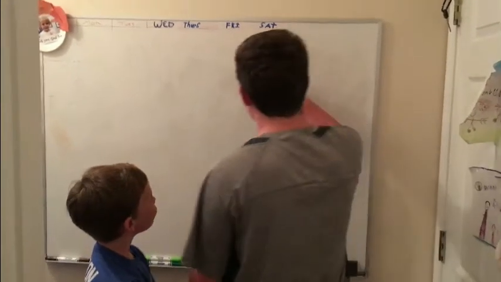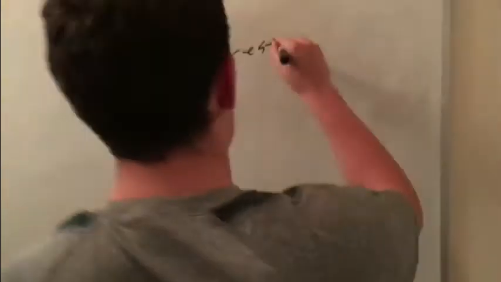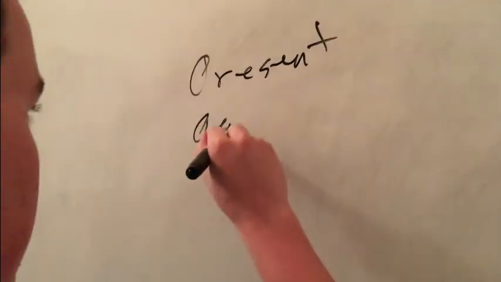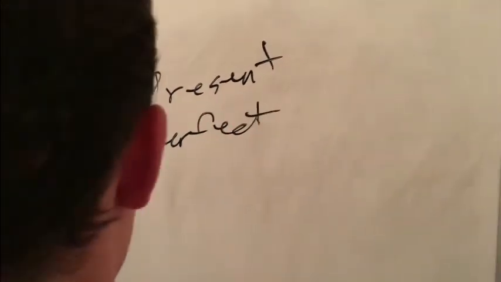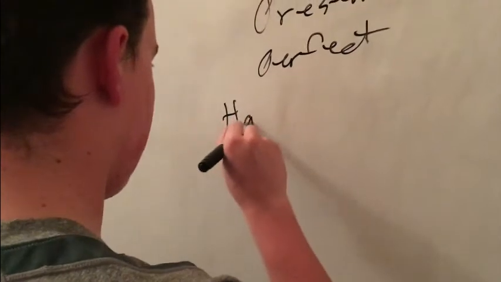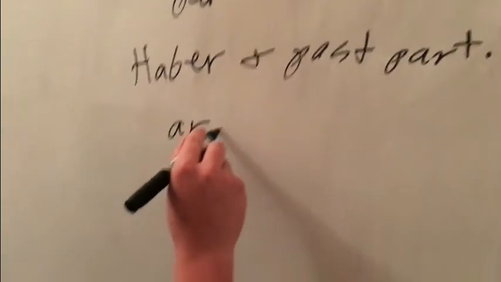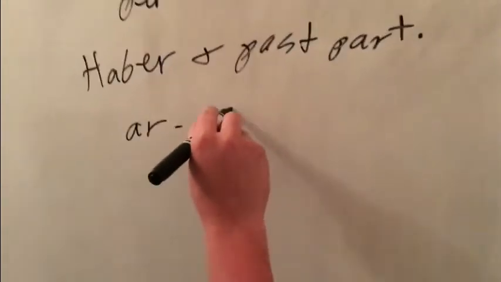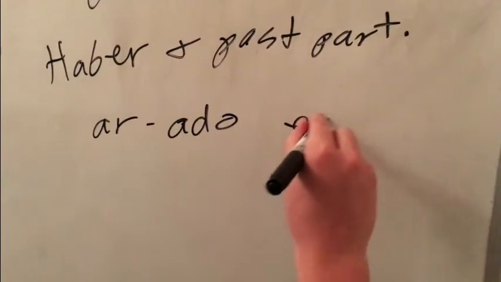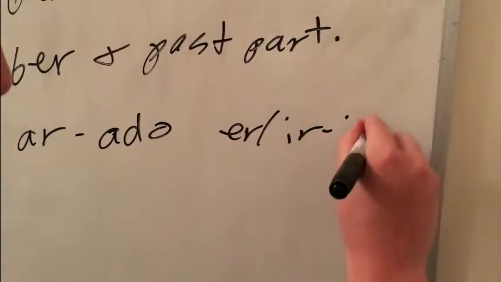So now we're going to move on to the present perfect subjunctive. This consists of the verb haber, which is irregularly conjugated in the subjunctive form, plus the past participle of a verb. So for your AR verbs, you take off the ending, and it's going to end in ado, and your ER and IR is going to end in ido.